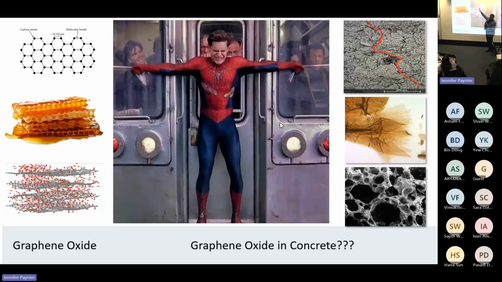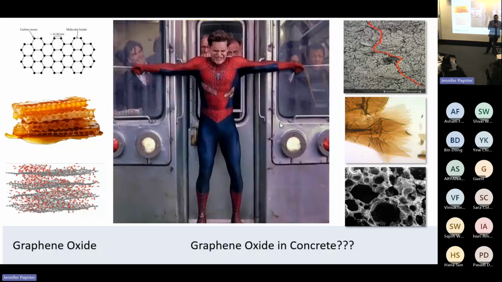Graphene oxide is several layers of graphene stacked on top of each other. If graphene is a honeycomb lattice, you can call graphene oxide a honeycomb stack, where the honeycomb is filled with honey, and graphene oxide is filled with water. Here you can see the graphene oxide sheet. These red dots are the water molecules. So why is this water so important?